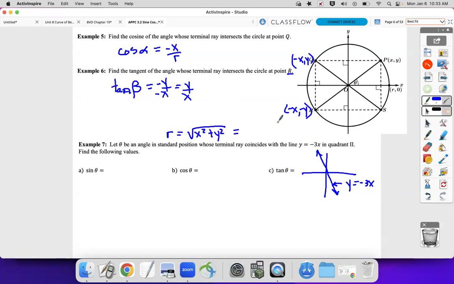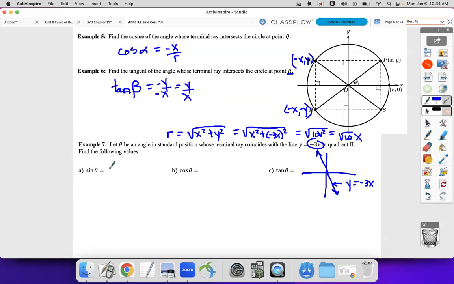And what we can say is, we know that y is negative 3x, so we're going to say that's the square root of x squared plus negative 3x squared. I'm just substituting y in for here. So negative 3 times negative 3 is 9, and 9 plus 1 is 10. So that's the square root of 10x squared, or the square root of 10x. I'm taking the squared x out.